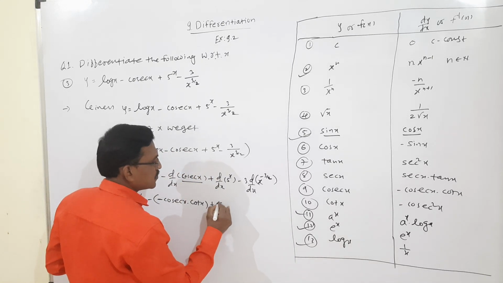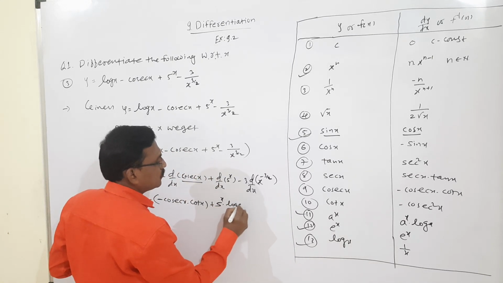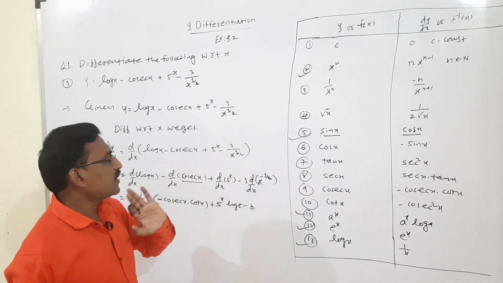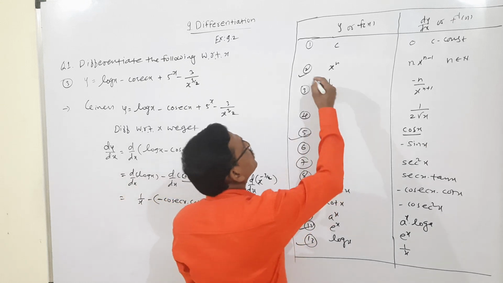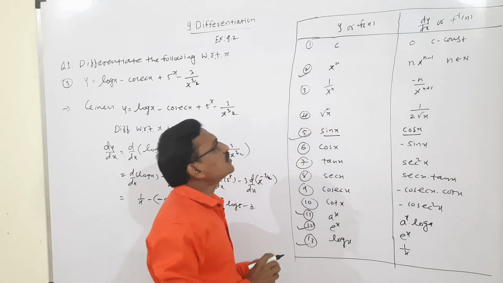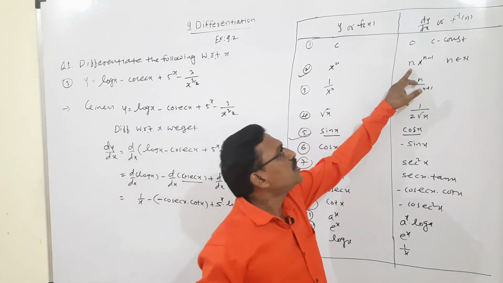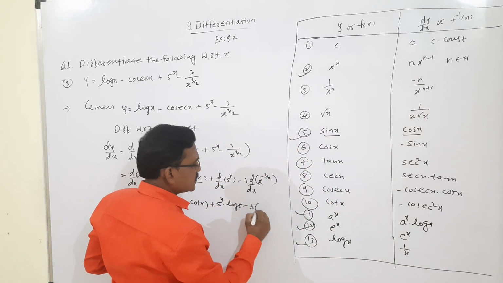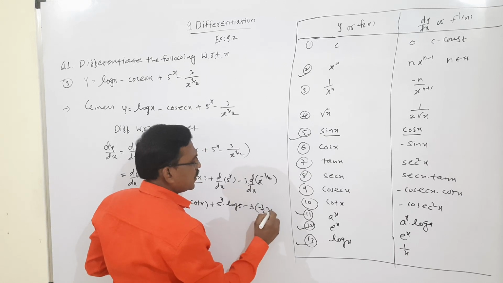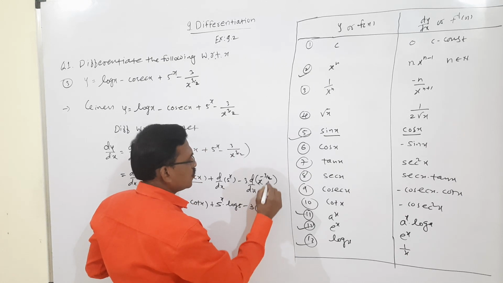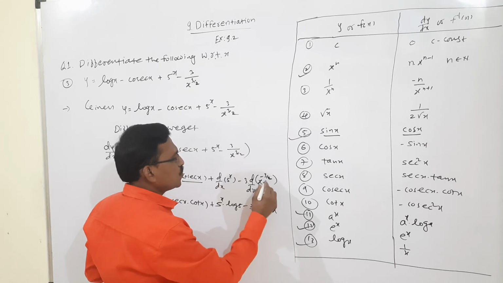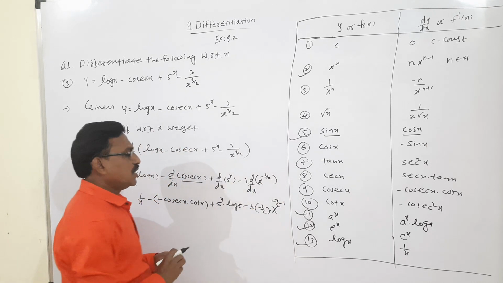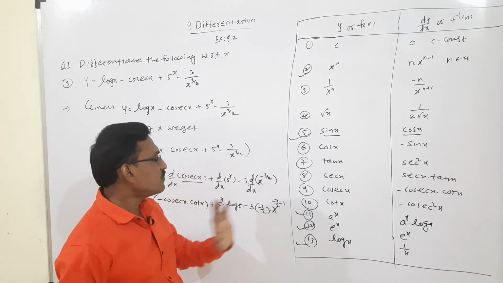5 raised to x into log 5, minus 3 into the derivative of x raised to n. We use here x raised to n. This formula here, for algebraic functions or power functions, is n into x raised to power n minus 1. So here it is minus 3 by 2 into x raised to minus 3 by 2 minus 1.